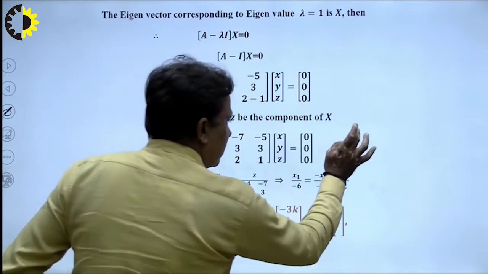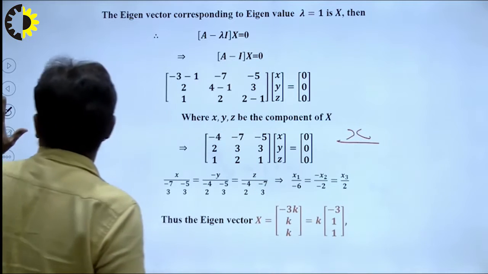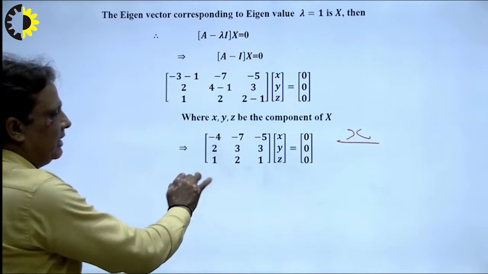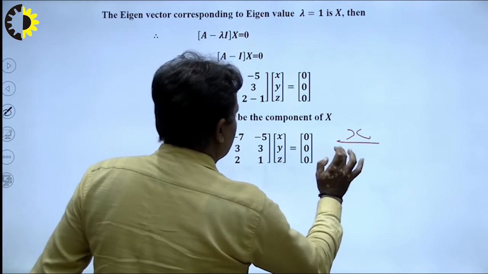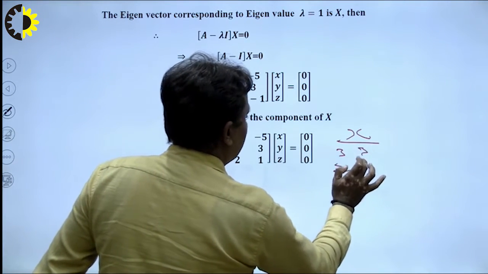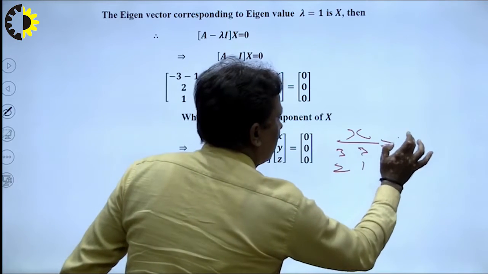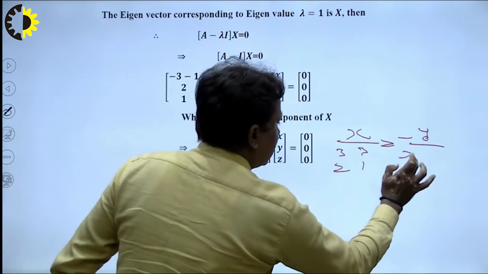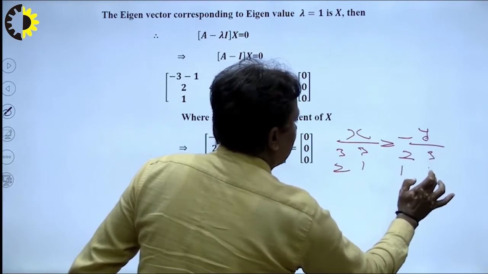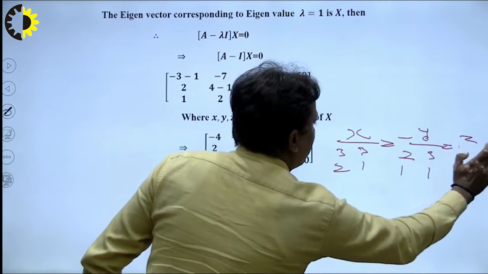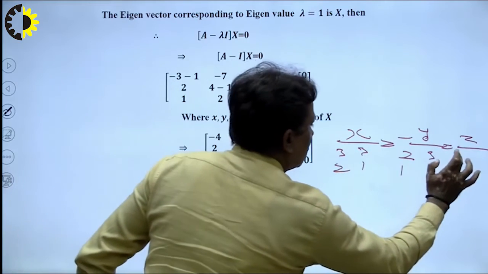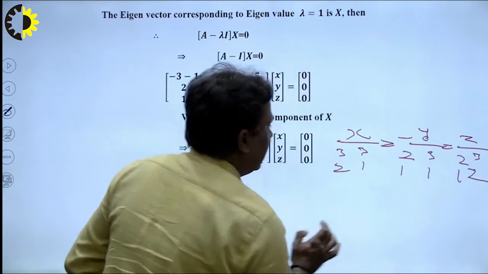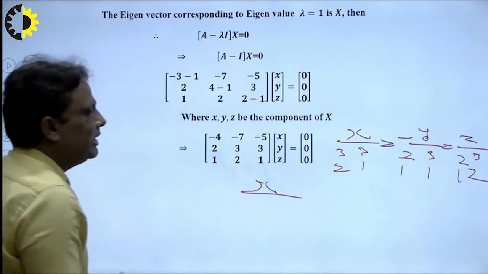Suppose I write here x upon, solving the second and third. So what will be the result? x upon 3 2 and 3 1 is equal to minus y upon, where y means 2 1, and 3 1, and is equal to z upon 2 1 and 3 2. So what will be the result here?